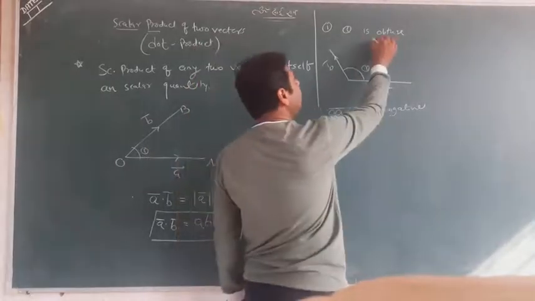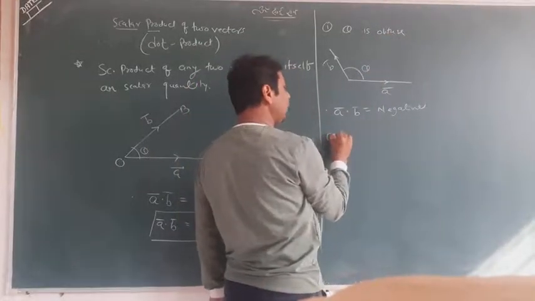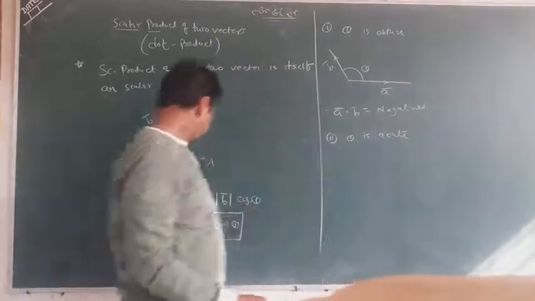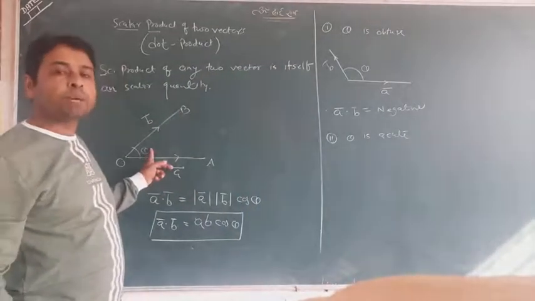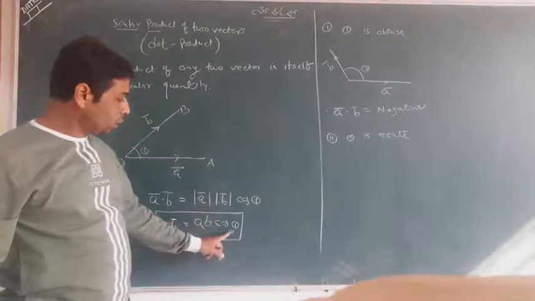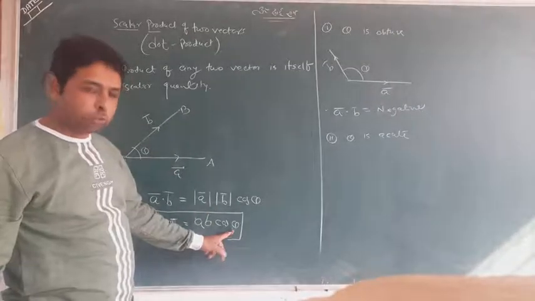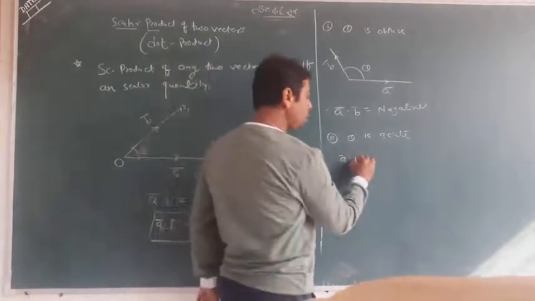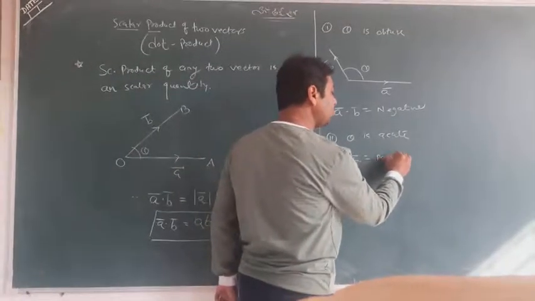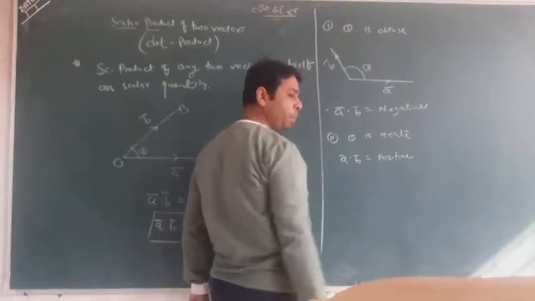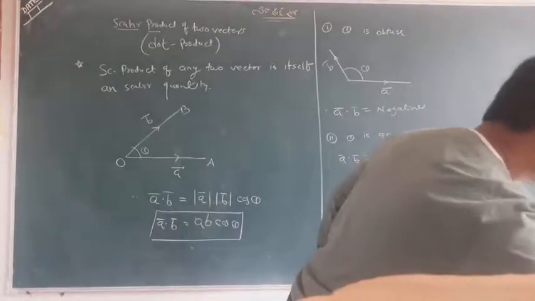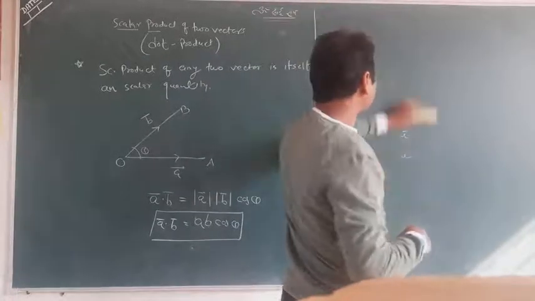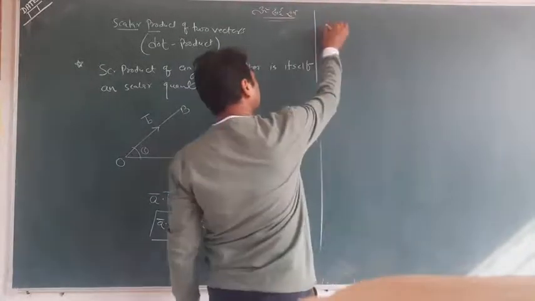Second, when theta is acute, suppose it is 30 degrees or 45 degrees, cos of an acute angle will be positive, then A dot B will be positive. Whatever the value we get, it will be positive. So I started with two simple things of the concept. Let me rub this out, and I am writing some more things.